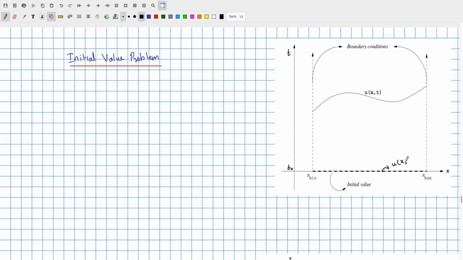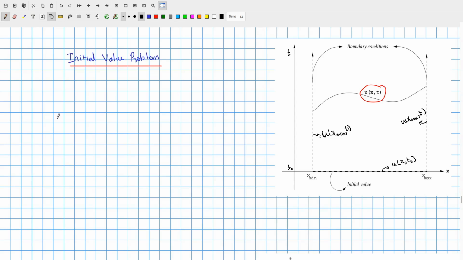of x at t0 is provided, as well as u at x min for all time and u at x max for all time. This is provided. These two values are called the boundary conditions, and this is the initial value. Given this condition, if the behavior of the function is given at t equal to t0, we have to find what will be the function at a later time t. So this is the problem we have to solve, and that's what is our initial value problem.